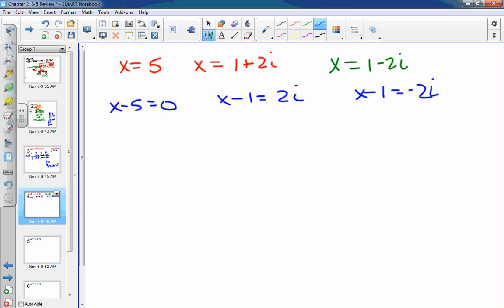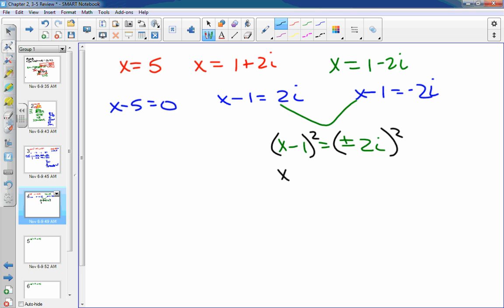So now, I can go ahead and write these two together now as x minus 1 is equal to plus or minus 2i. Everyone see that? Square both sides to get rid of that lovely plus or minus. And I'm going to have x minus 1 times x minus 1 is equal to 4i squared. What's i squared equal, folks? Negative 1. So what this is going to be on the left-hand side is x squared minus 2x plus 1 is equal to negative 4.